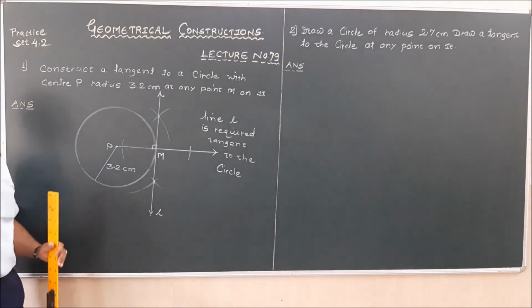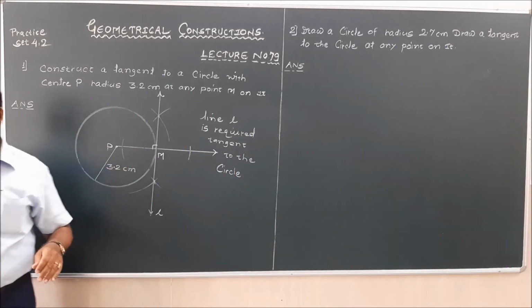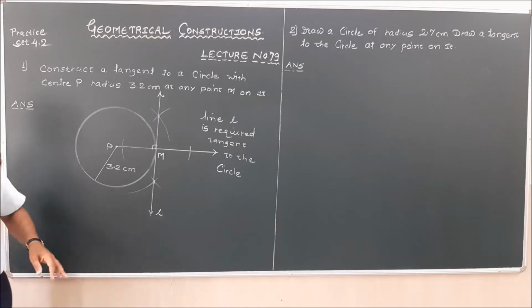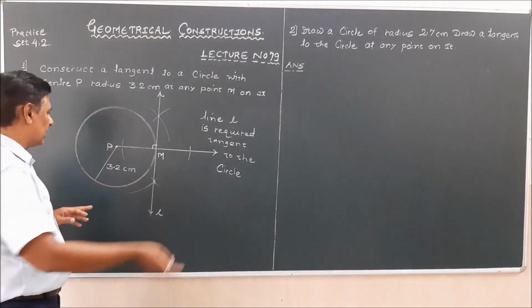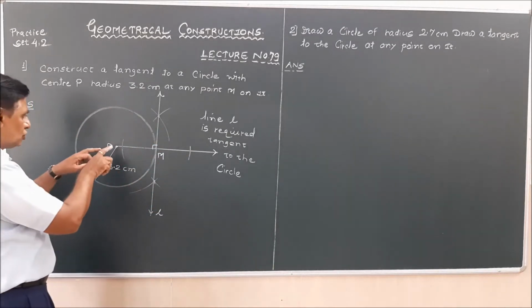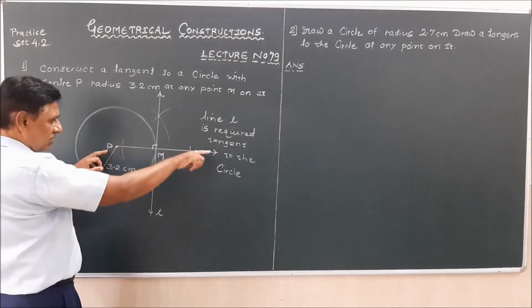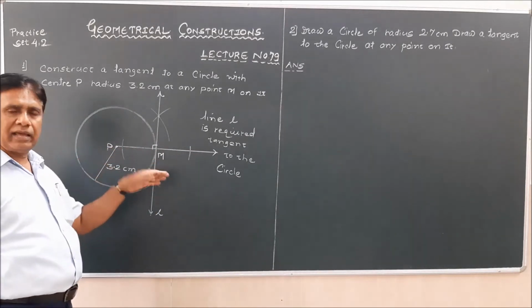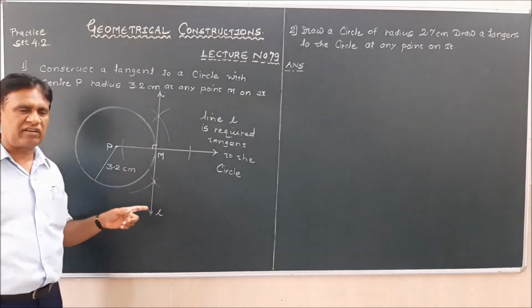Finished. Is it a 2 marks question or 3 marks? Not surely 3 marks, maximum 2 marks. Try to understand once again. Draw a circle of 3.2. Take the center as P. Draw a ray passing through P and M. M is any point, anywhere on the circumference.